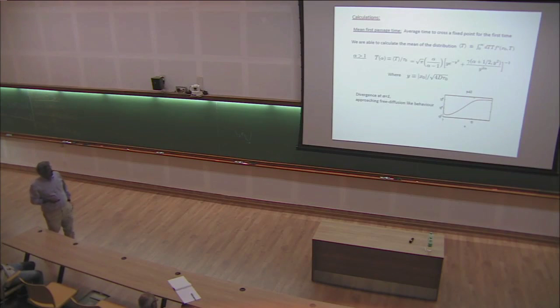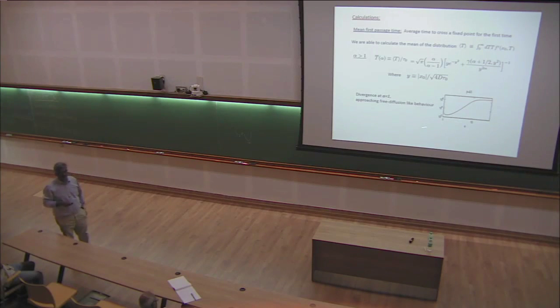So one can calculate not the full distribution here, but one can calculate the average of the distribution, and it takes this form. What is interesting here is that it shows a non-monotonic dependence. So this is the mean first passage time as a function of the power law exponent. So this is saying that at alpha equal to 1, this is diverging, which is sort of expected because you are going to a pre-diffusion type behavior. But there is a minimum at a given value of alpha.